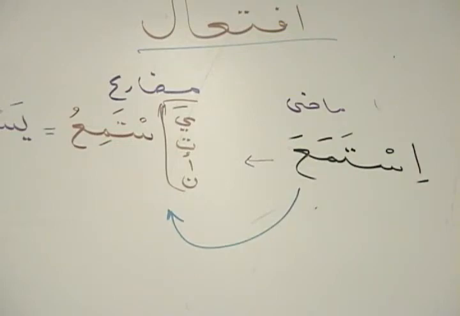Step number 3, go all the way to the letter before last, give it a kasra if it doesn't have one already. Step number 4, the last letter, go to it, change its haraka from anything to a dhamma. So that's how you get it, and this is not just for ifti'al, this is for any mazid. Any thulathi mazid, you can follow the same exact rule.